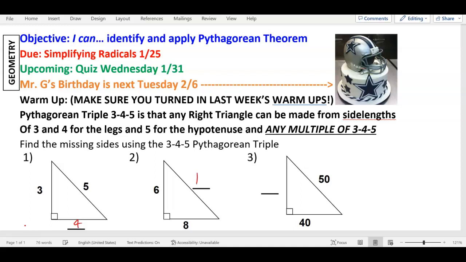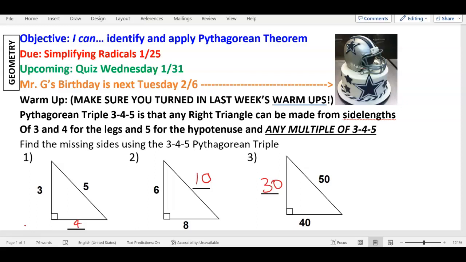Okay, what if 3, 4, 5 are multiplied by 10? I would have a 30, 40, 50 triangle. Look at number 3. I see 40, I see 50. Well, it's got to be 30. It's a multiple of 10. Okay, you see how you can use 3, 4, 5, but please be careful. 5 has to be the hypotenuse, not a leg. And if you don't know what I'm saying, I'll explain it right now because we got notes.